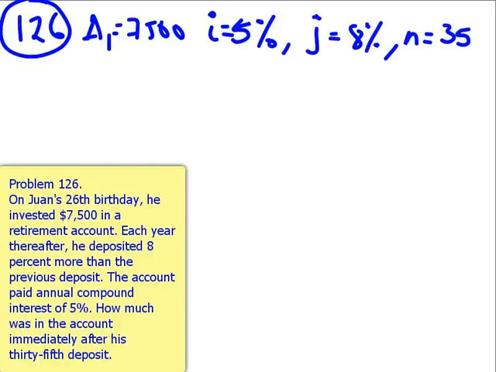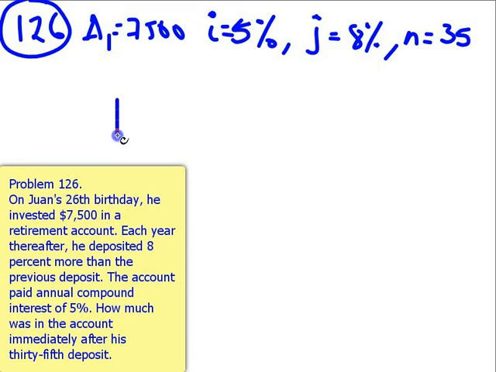So from the statement of the problem, we realize that the first annuity is 7,500. The interest rate of the account is 5%. The increment of the payment is 8% with respect to the previous deposit, and that implies a geometric series, and the number of periods is 35. Now, in this example, i is different from j, and now we need to use a different formula. So we need to be aware of that.